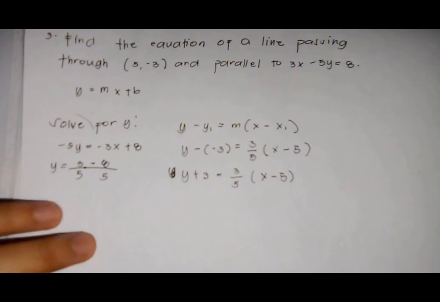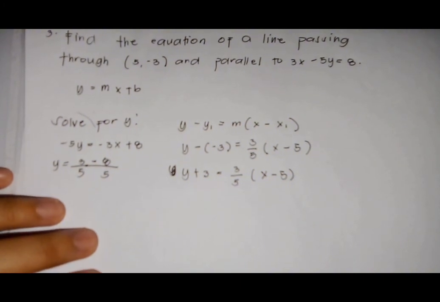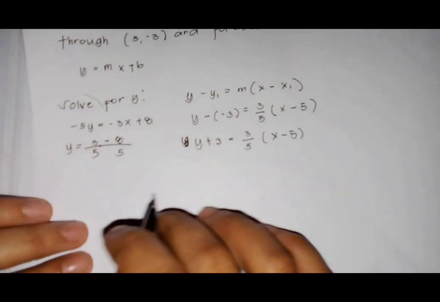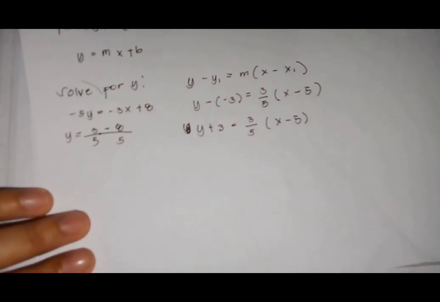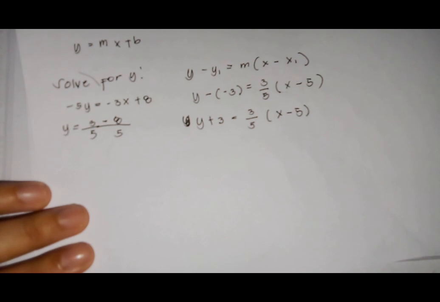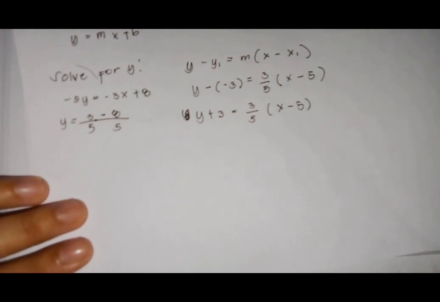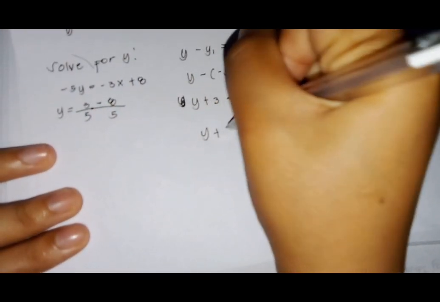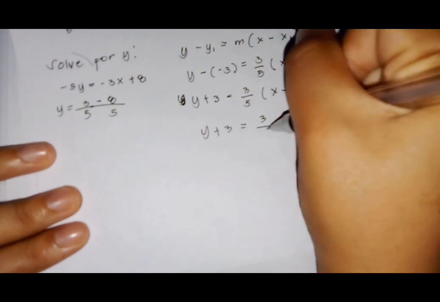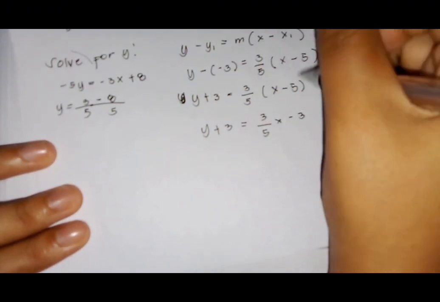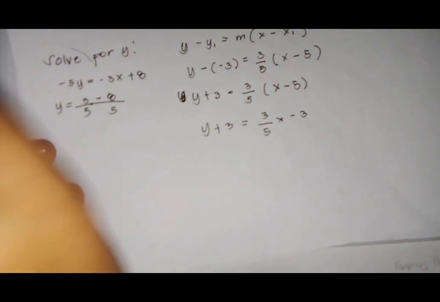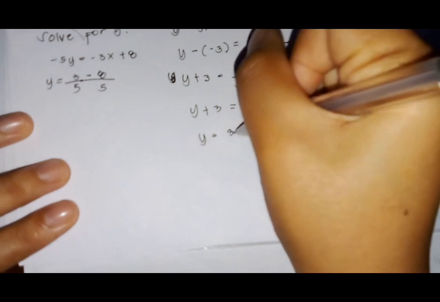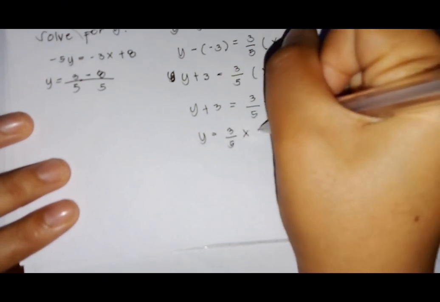X minus 5. So, we can distribute the 3 over 5 on the right hand side, which is y plus 3 is equal to 3 over 5x minus 3. Y plus 3 is equal to 3 over 5x minus 3. So, now, subtract 3 from both sides. We have here y equals 3 over 5x minus 6.